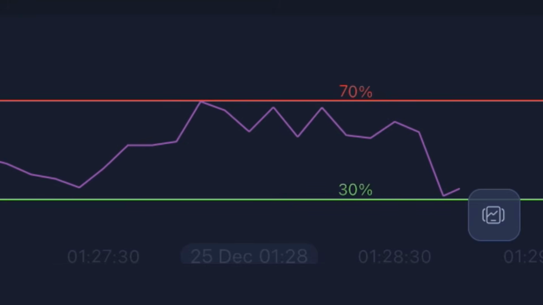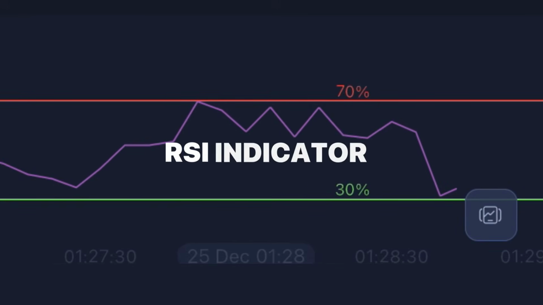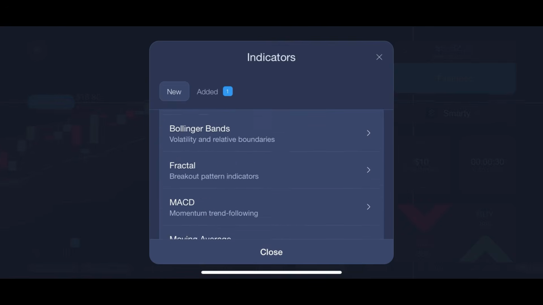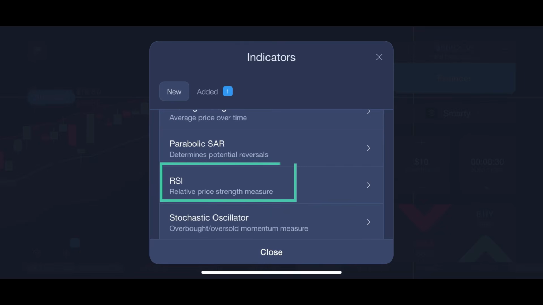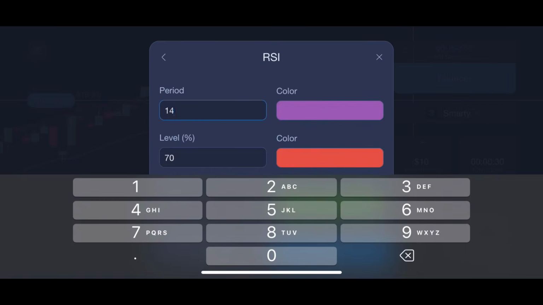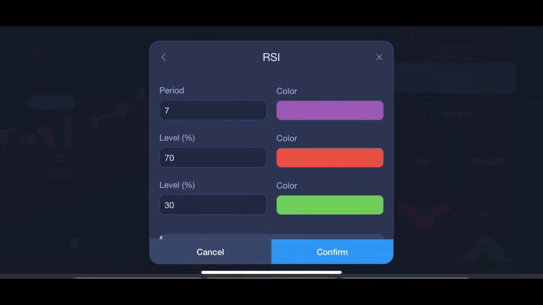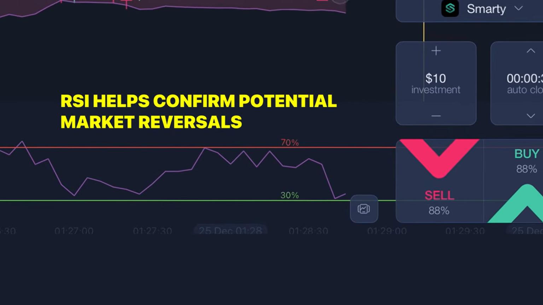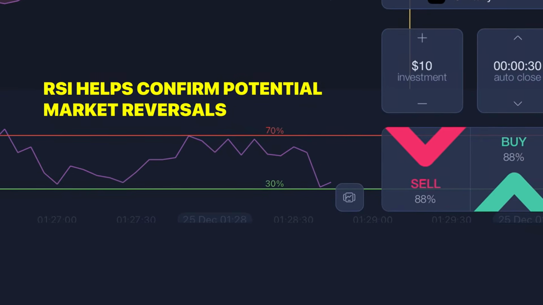The second indicator we need is the RSI indicator. To add this, go to the Indicators tab and select the RSI indicator. Then, change the period from 14 to 7. This indicator helps us identify market reversals as soon as they start to form. Now here's how the strategy works.